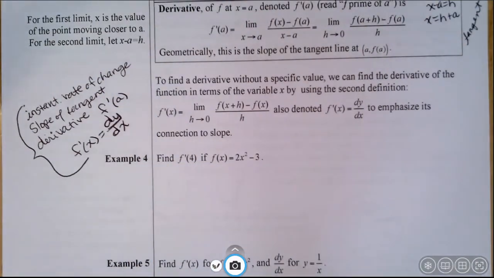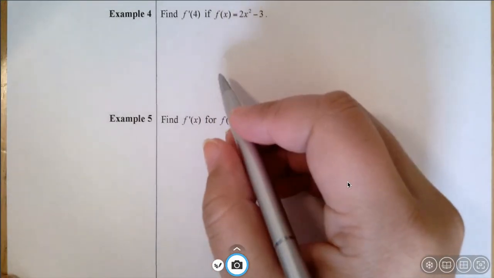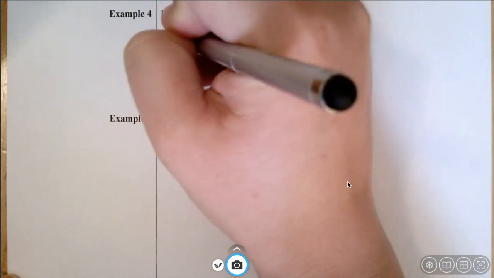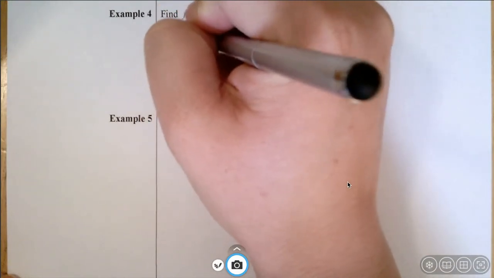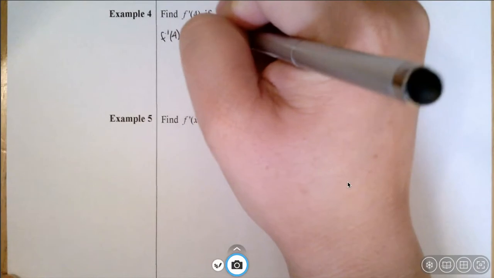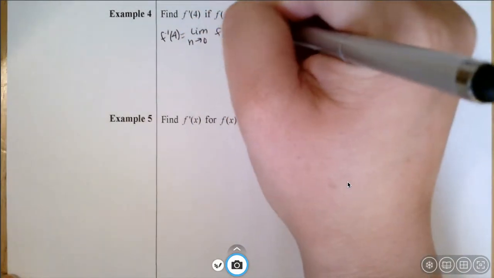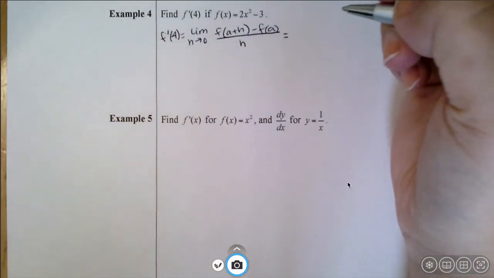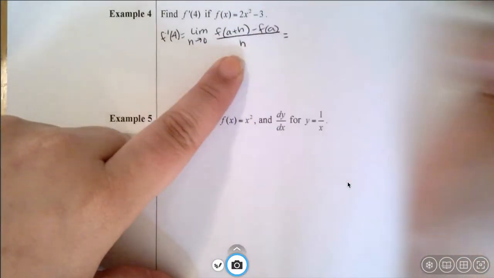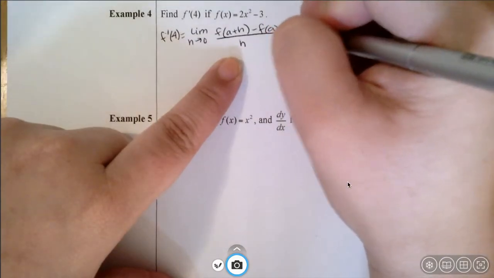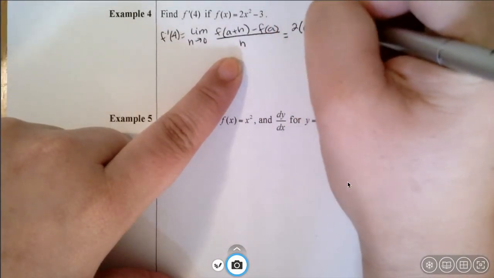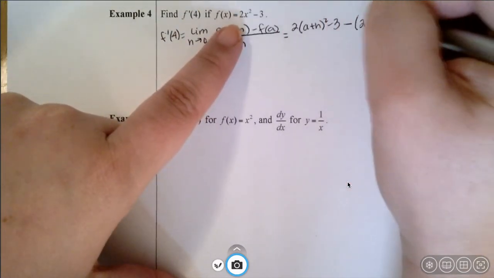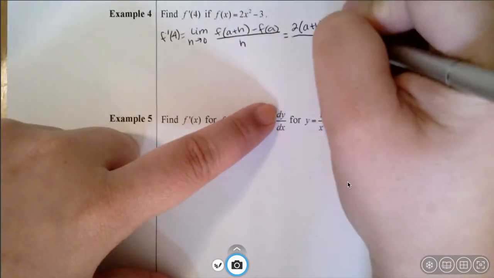So let's look at example 4. So for example 4, let's go ahead and use our second formula here. So f prime of 4 equals the limit as h approaches 0, f of a plus h minus f of a divided by h. And then we need to substitute. So f of a plus h, I'm substituting a plus h in for x. 2 times the quantity of a plus h squared minus 3 minus f of a, so in parentheses 2a squared minus 3 all over h.